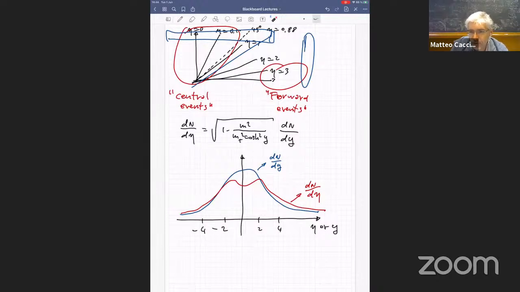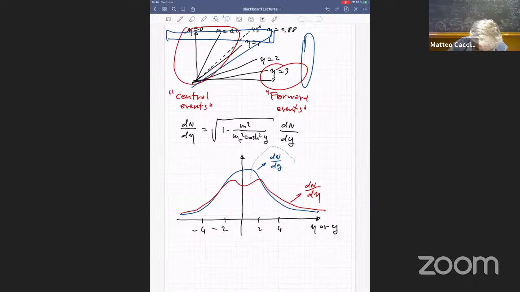Unless the collision is itself non-symmetric. It happens that some of the collisions recorded at the LHC are not symmetric. Some, in heavy ion collisions for instance, or proton-heavy ion, then one of the two beams may be more energetic than the other, and therefore these distributions will be shifted by an amount.